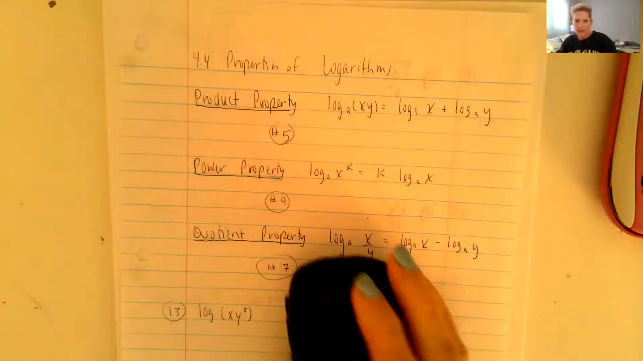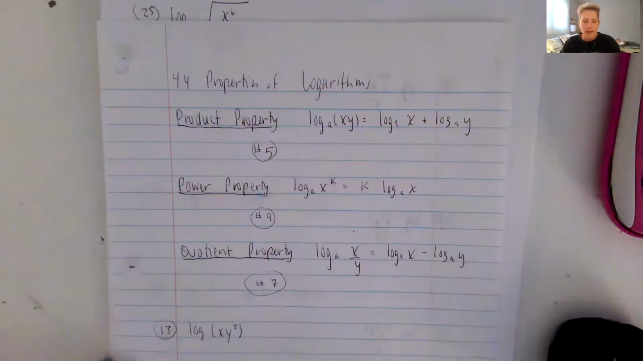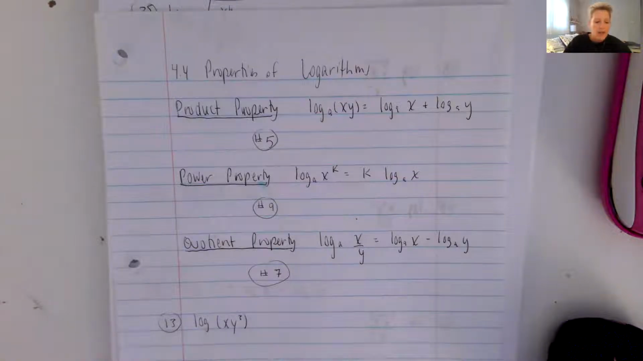Good morning. We are going to work on lesson 4.4 today, and it's all about properties of logarithms. In 4.2, we started learning about exponential functions, and then we moved into logarithmic functions and how they're inverse functions of each other. And when you graph them, they are symmetric around the line y equals x.